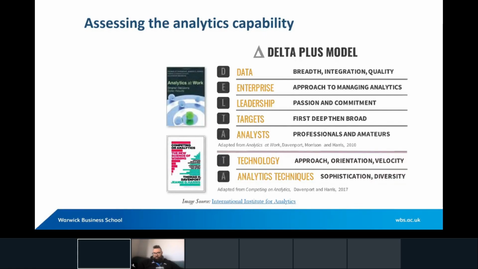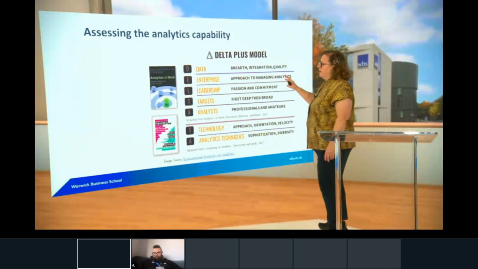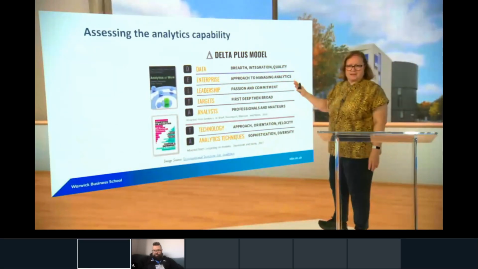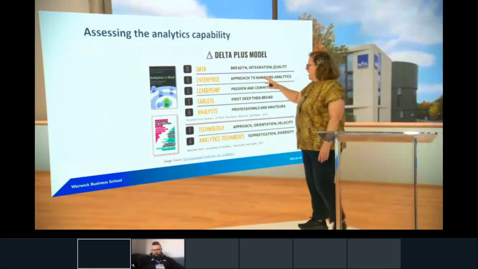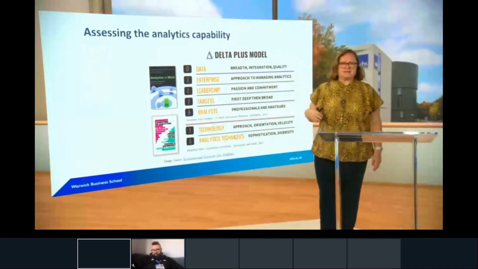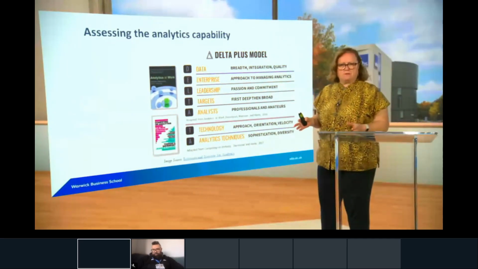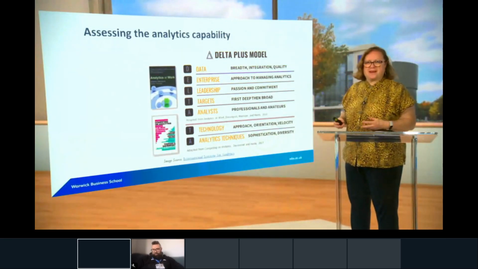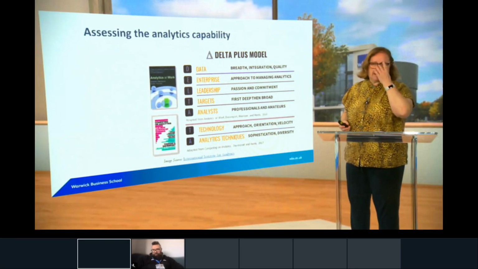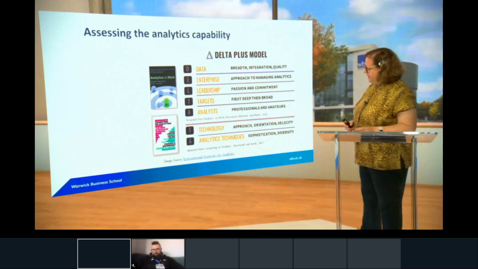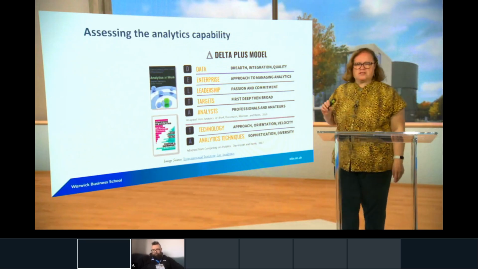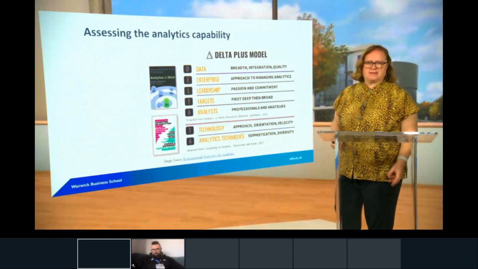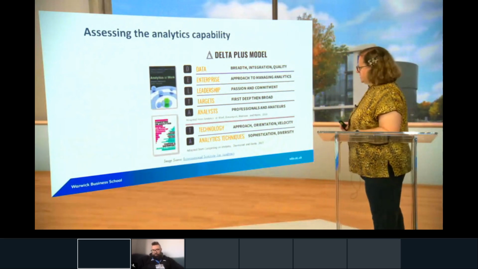So DELTA or DELTA plus is an acronym that stands for data. How is our organization using, accessing, etc. data? Enterprise, how is analytics managed within and around the organization? Leadership, what's leadership got to do with analytics? What is their attitude towards analytics? Are they champions of analytics? Targets, what are the strategic targets that the organization has in relation to analytics?